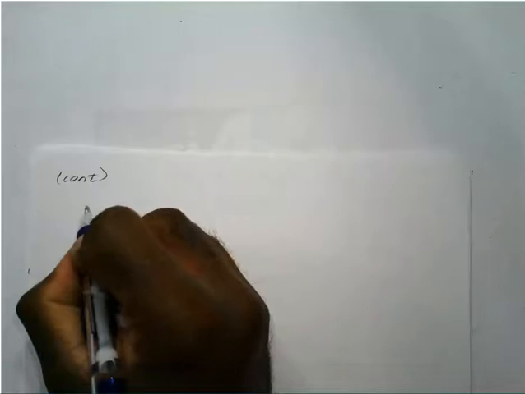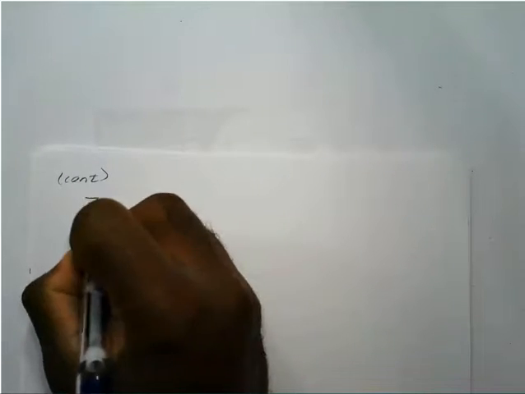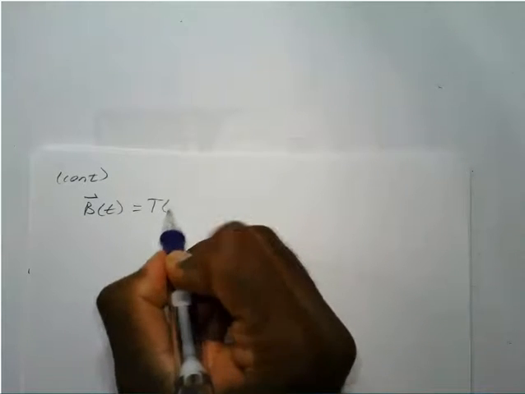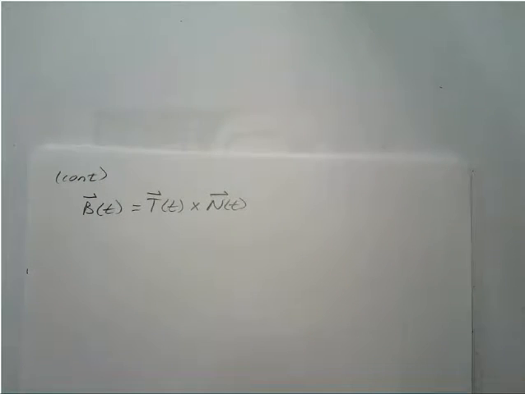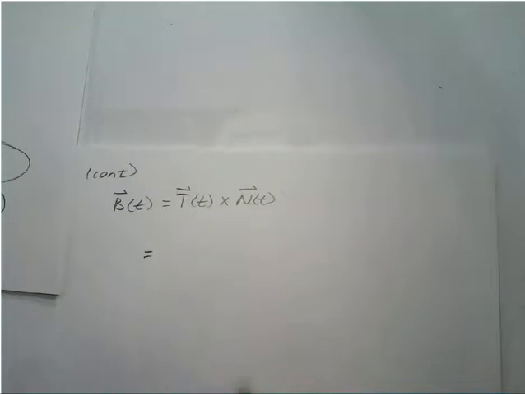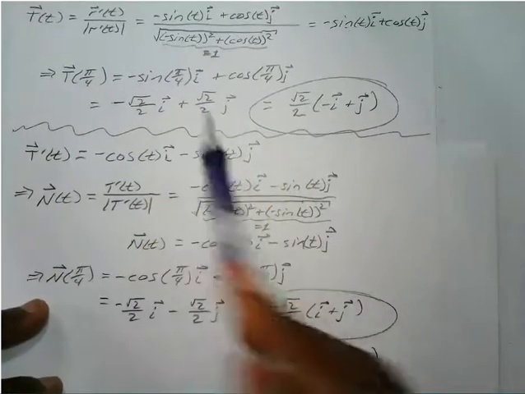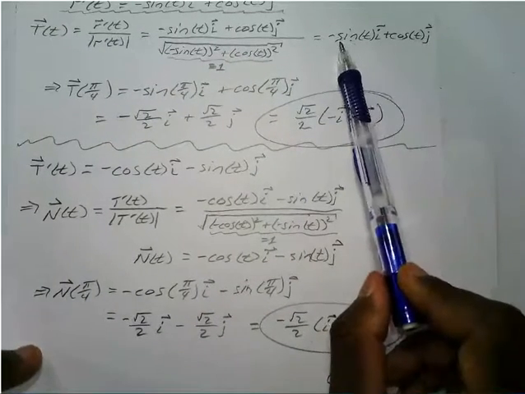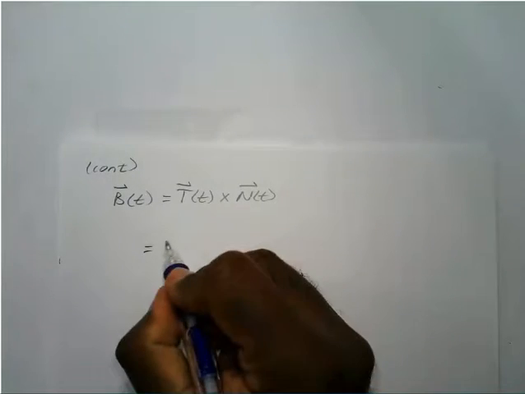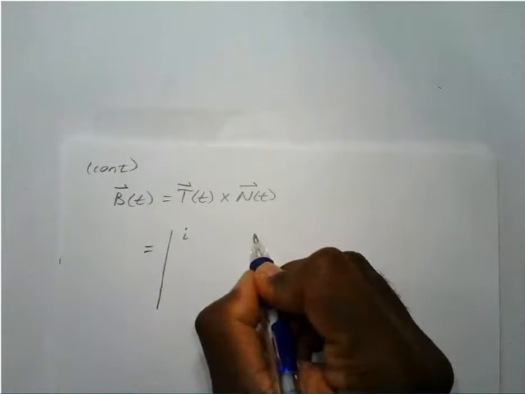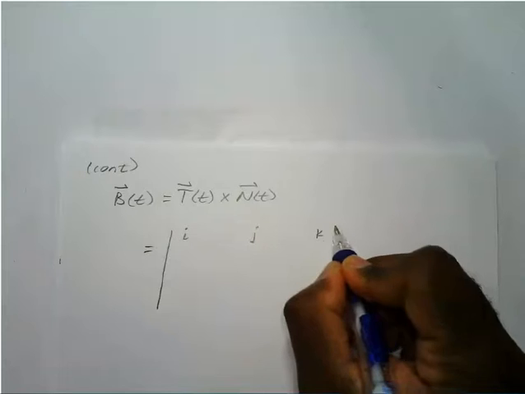Okay, so to continue, we're solving for our binormal vector, which of course is our tangent vector crossed with our normal vector. Going back to the previous sheet, our tangent vector is negative sine t and cosine of t. So remember, you have your i, give it some space, your j, and your k.